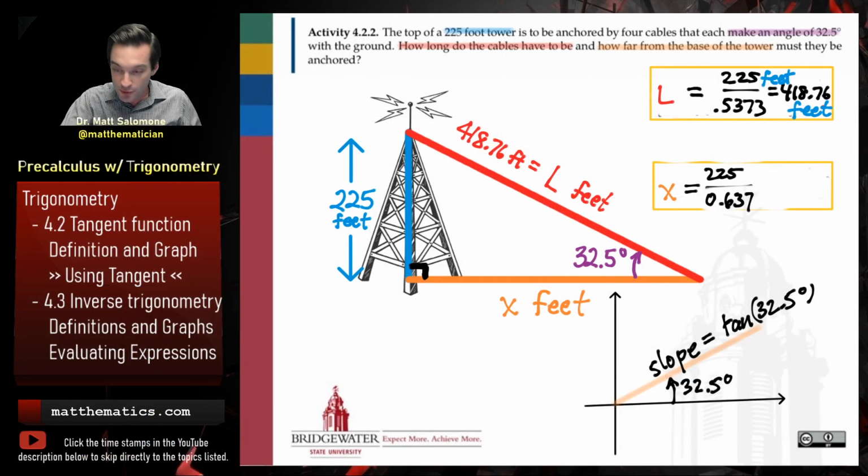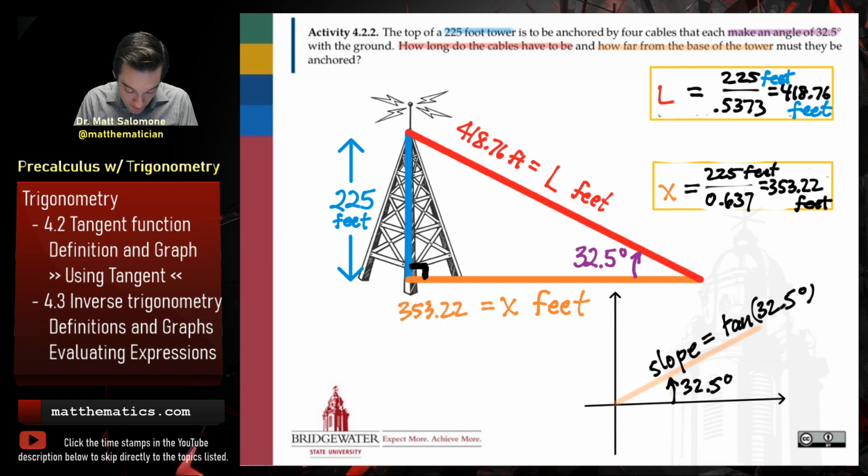That I'll divide 225 over that. And getting out my arithmetic machine, 225 divided by 0.637 gives me about 353.22. I'm just rounding that off a little bit. Again, that's going to be measured in feet because my 225 was measured in feet, and the tangent of 0.637, because it's a trigonometric ratio, is dimensionless. So at the end of the day, I need to anchor this cable about 353 feet away from the base of the tower.